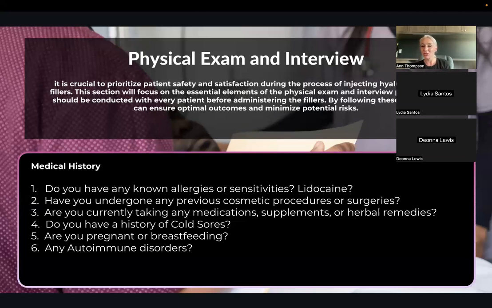And any autoimmune disorders, we talked about this in training a little bit. It doesn't mean that they can't have anything done. I always just educate my autoimmune patients because their body will attack it themselves. So if you put anything foreign in their body, it does have the ability to react and cause a delayed onset granuloma.